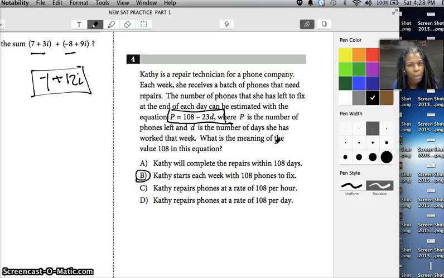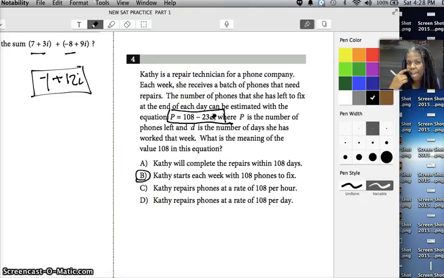You just got to think about what the equation means. So here's the equation. P is equal to 108 minus 23D, where P is the number of phones left and D is the number of days that she has worked that week. So P is the number of phones left.